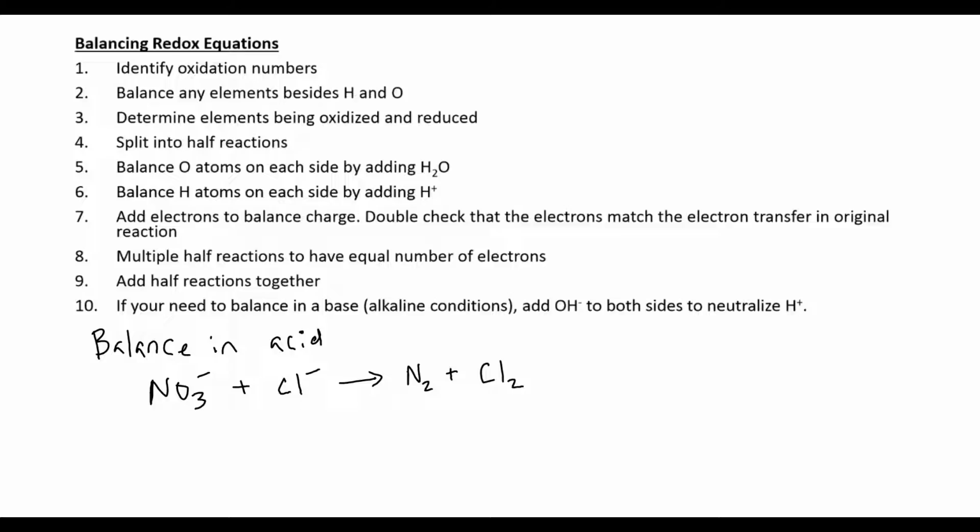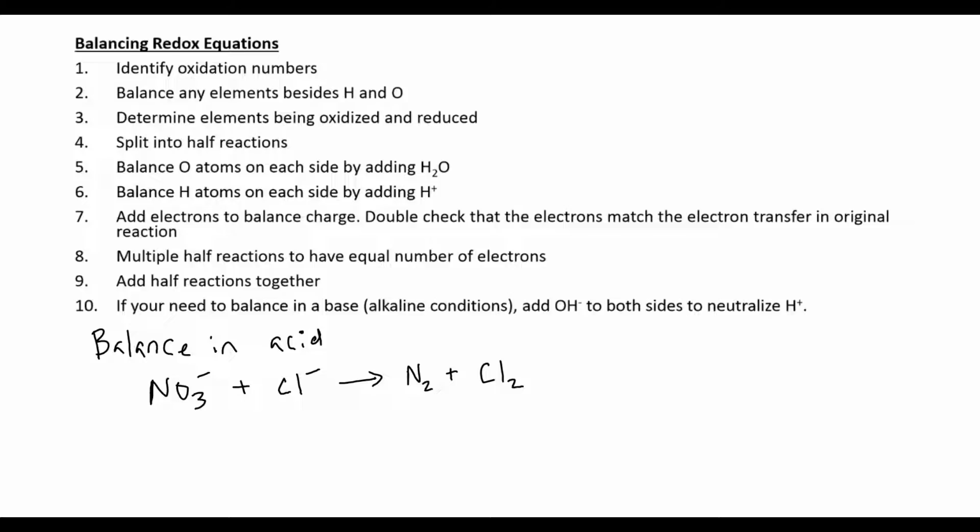For a redox reaction, you might get a question like: balance in acid the following equation. We've got nitrate, NO3 with a -1 charge, plus chloride, Cl -1, yields nitrogen, N2, plus chlorine, Cl2.